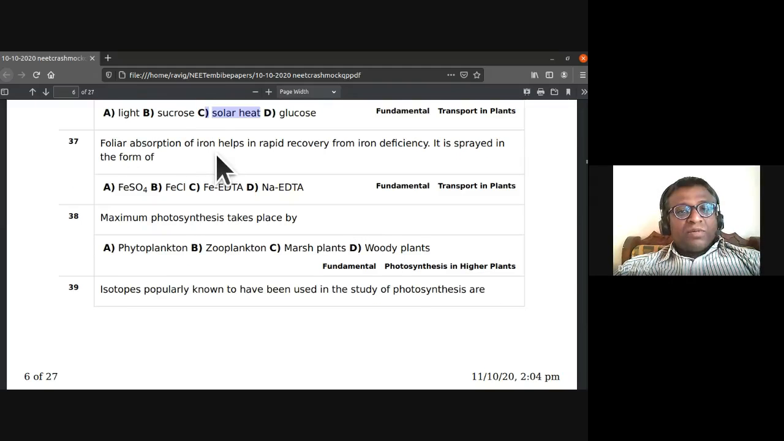So the foliar absorption of iron helps in rapid recovery from iron deficiency, if it is sprayed in the form of FeSO4, FeCl, FeEDTA, or NaEDTA. So this is a little outside of the syllabus. So foliar absorption of iron. So 37th, the answer is FeEDTA, ethylene diamine tetra acetic acid, EDTA.